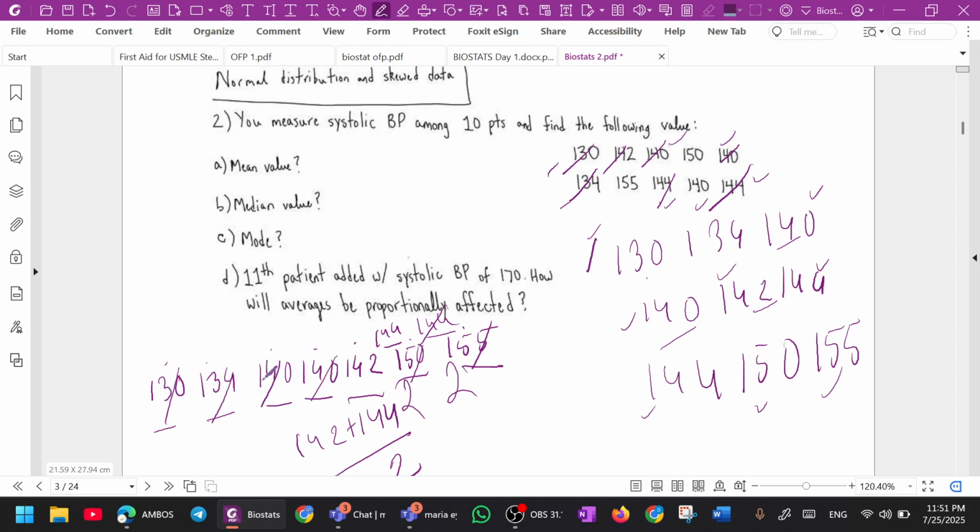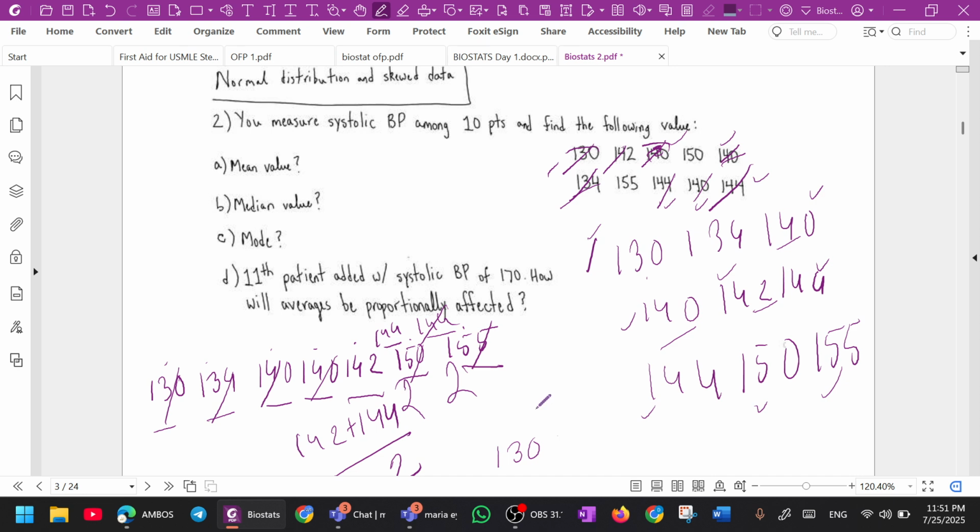Okay, 130, then 134, then 140, 140. There is another 140, sorry, three 140s. Wait, there are three 140s. Let me see. Yeah, there are three 140s. Sorry, I missed that part too. Okay. So three 140s, then 142, 144, then 150, and then 155.